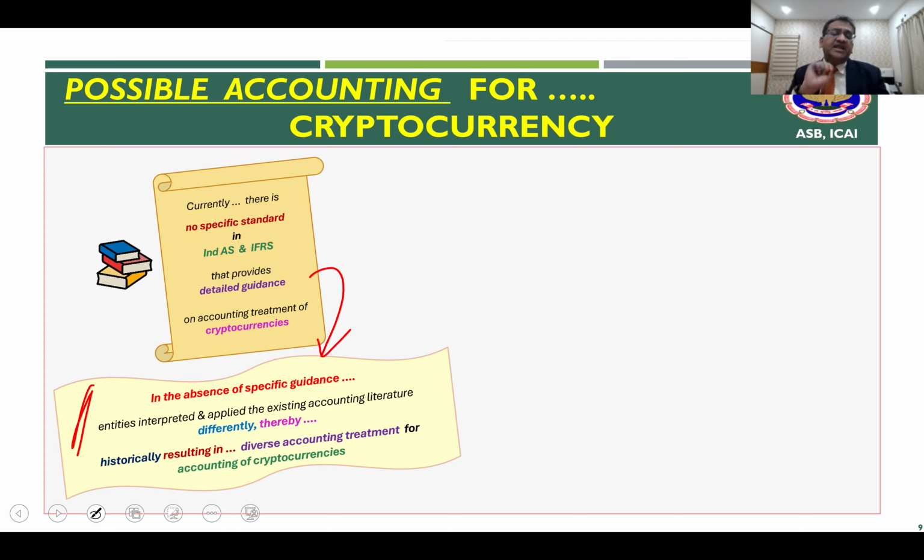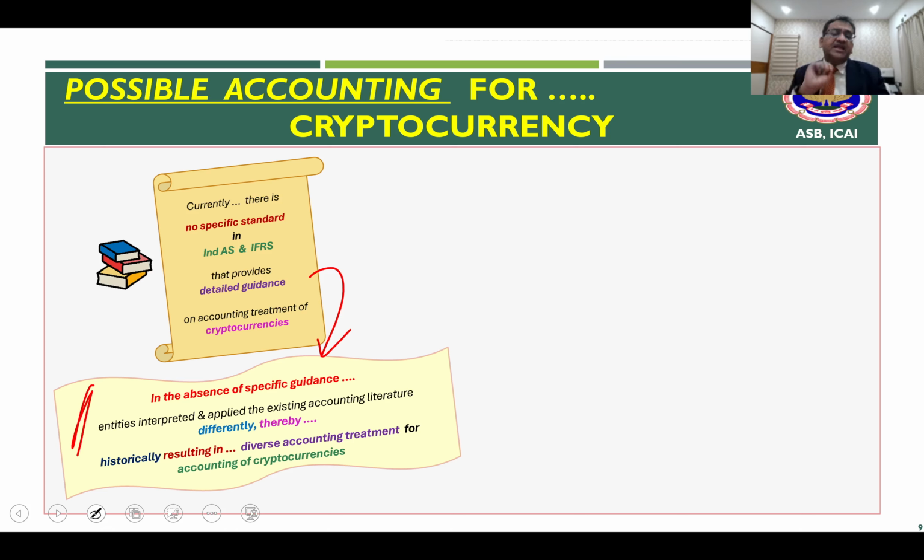And that was precisely the reason why the Interpretations Committee looked at that in June 2019 and came out with some guidance in terms of how the holders of cryptocurrencies should account for it, or at least what the nature is, or what alternatives are available for accounting by the holders of cryptocurrencies. We will see that as we go along in this video, and we will continue our discussion in the next video as well, because it is a slightly long topic, so we may not be able to cover it in one particular video.